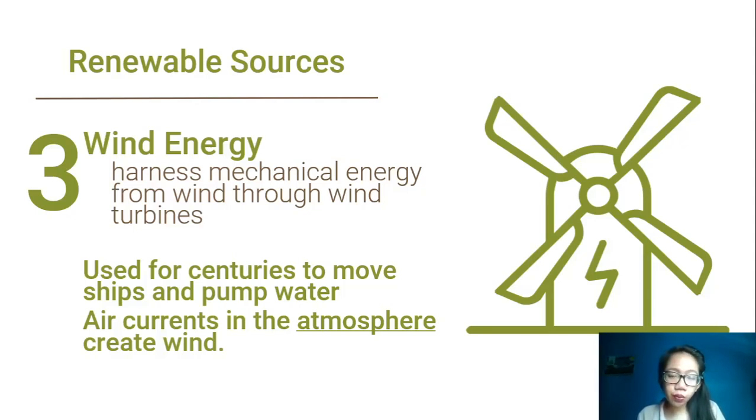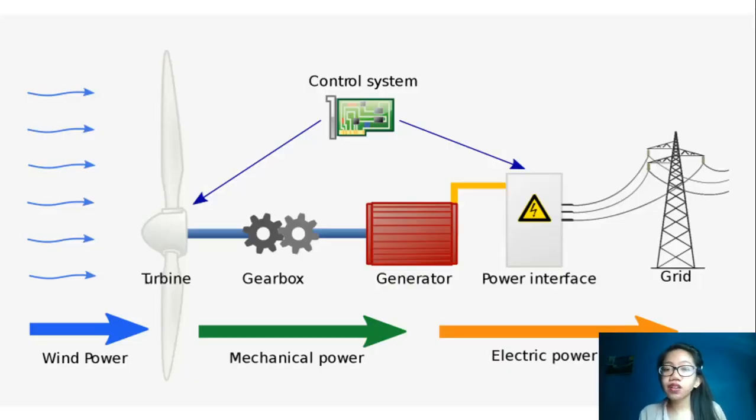Air currents in the atmosphere do create wind. The air currents that we are talking about in our atmosphere provide the kinetic energy, and the kinetic energy of the air currents will spin the turbines. The turbines and the gearbox combined is our mechanical power. The gearbox moving now will create electricity through the use of our power generators.